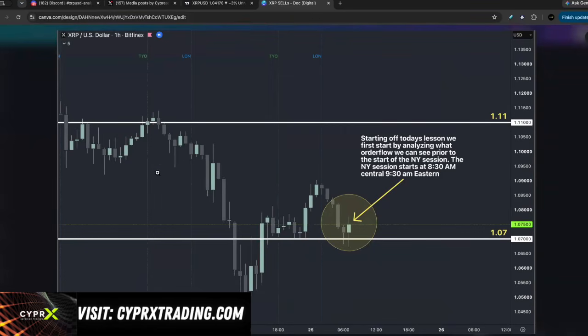So that means coming into today's New York session, we could clearly determine that the order flow was in favor of sellers until we broke back above previous bearish legs and back above previous dark pools that act as resistance.